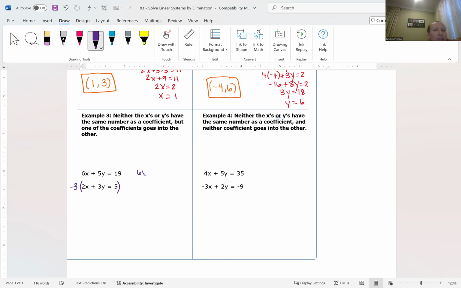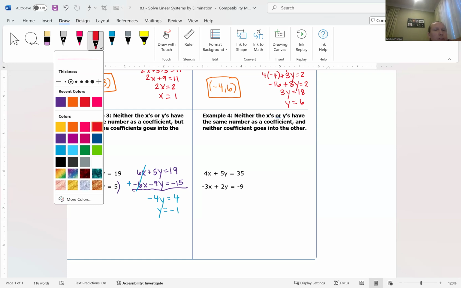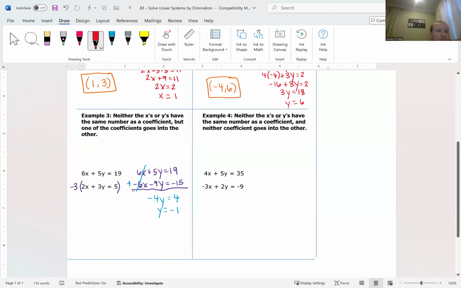So my first equation stays the same. My second equation, remember, I have to do it to every single piece. So it's going to become negative 6x minus 9y equals negative 15. Now I can add my two equations together because 6x plus negative 6x is 0. We end up with negative 4y equals 4 and y equals negative 1. And then from there, we got to plug it in. I like the second equation better in this case because smaller numbers. So I'm going to say 2x plus 3y equals 5.